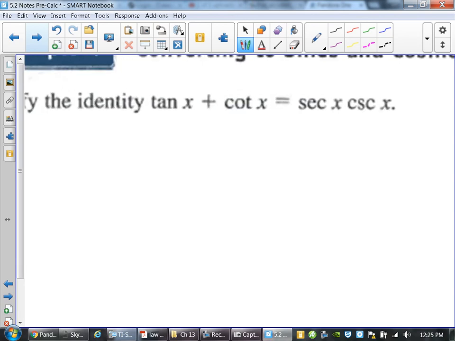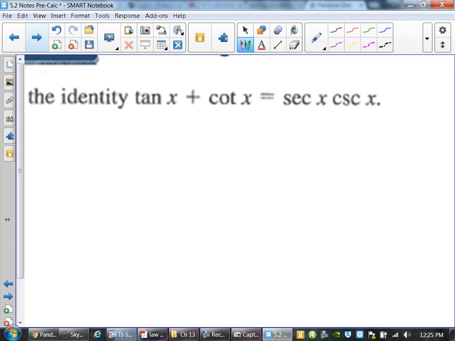Converting sines and cosines. All right. So take a look at what you're given to start with. You have a tangent and a cotangent, and you want it to equal a secant times cosecant. What you want to try and do here is, whenever you have addition problems turning into multiplication problems, it usually means there was a common denominator thrown in and some simplifying. So you want to rewrite tangent and cotangent in terms of fractions via sine and cosine and get a common denominator.